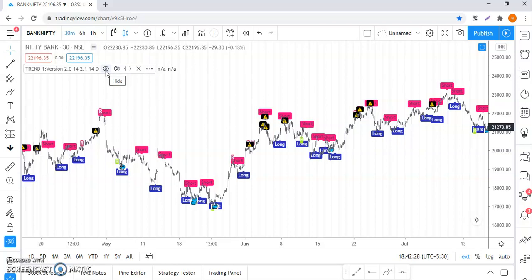We have to look at how the trend is in the 30-minute chart. Based on that, we see whether we have to go for a long position or a short position. Based on the 30-minute chart, we take the trade accordingly in the 5 minute or 1 minute chart. So let me explain how we can always be right.